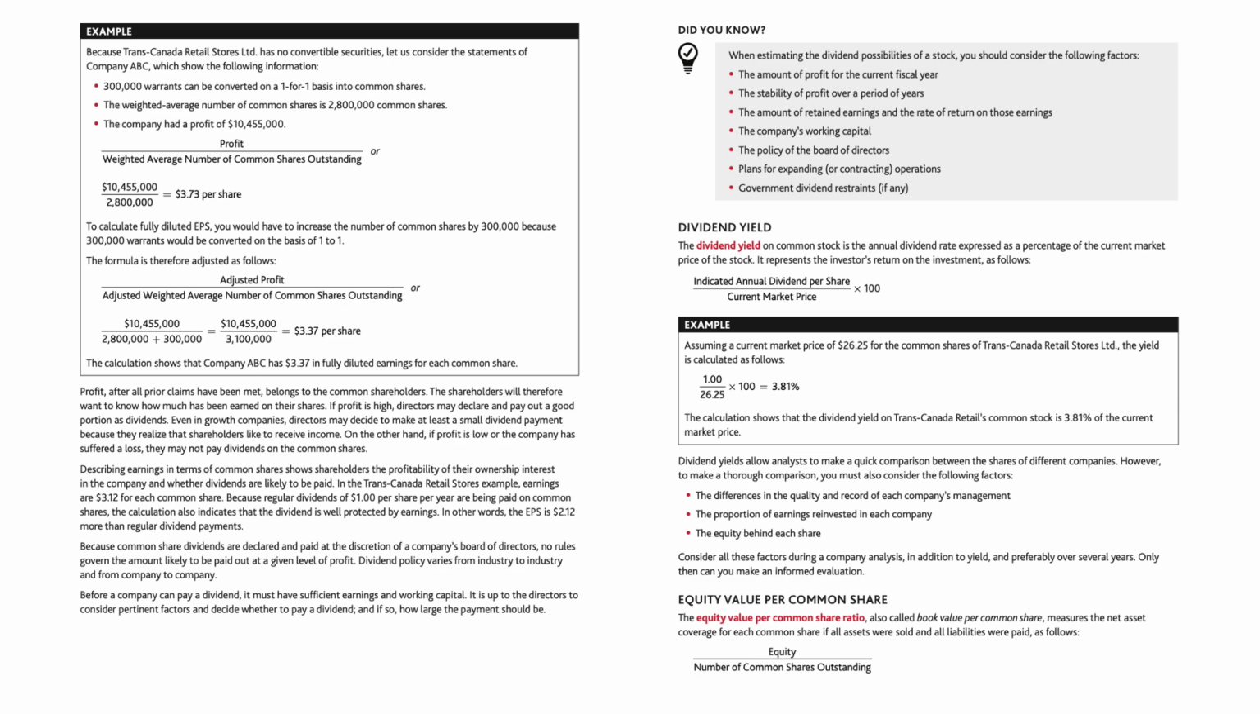Dividend yields allow analysts to make a quick comparison between the shares of different companies. However, to make a thorough comparison, you must also consider the following factors: the differences in the quality and record of each company's management, the proportion of earnings reinvested in each company, the equity behind each share. Consider all these factors during a company analysis, in addition to yield, and preferably over several years. Only then can you make an informed evaluation.